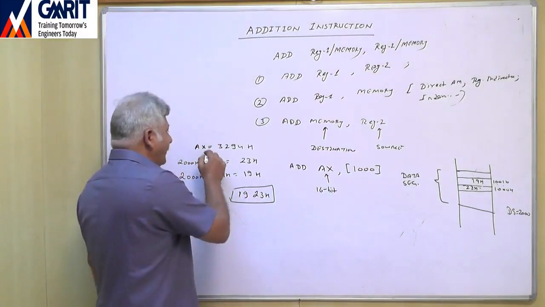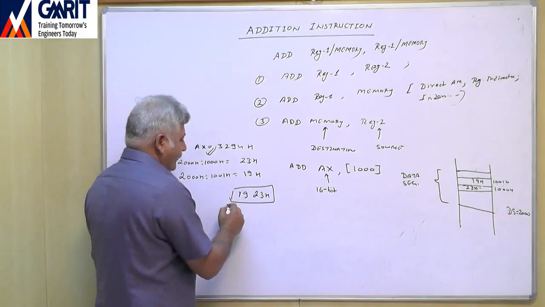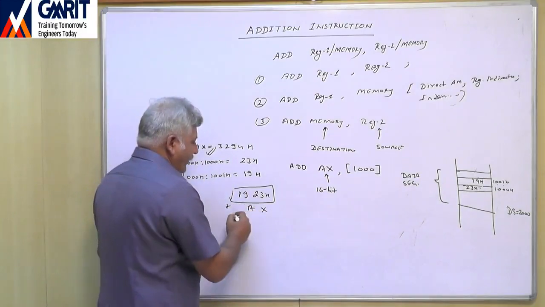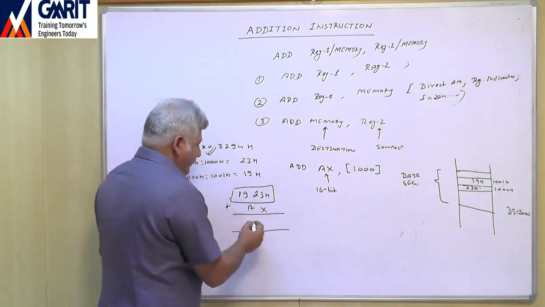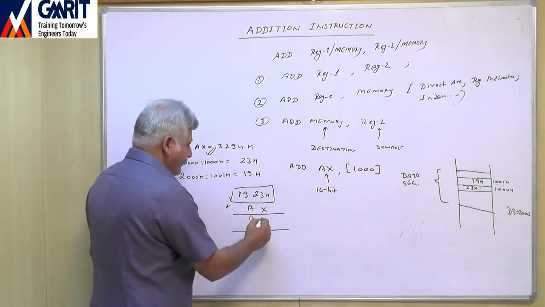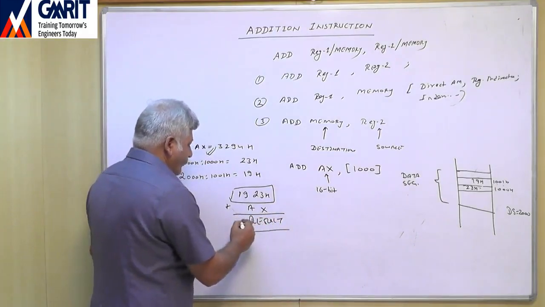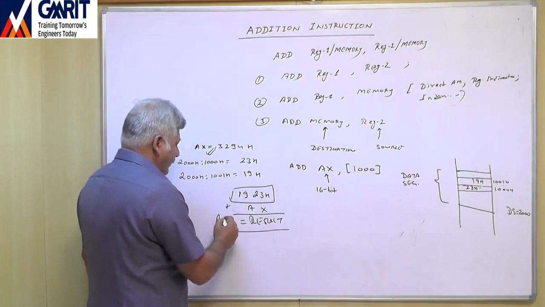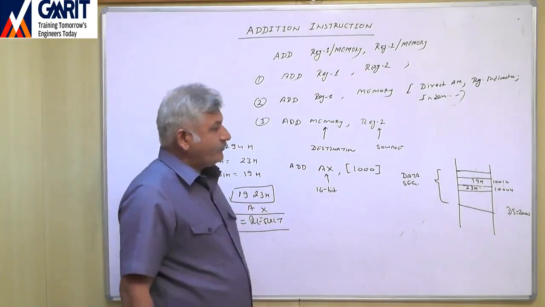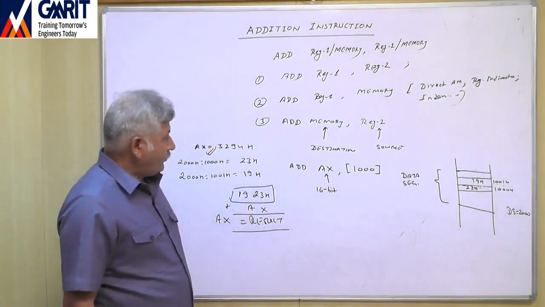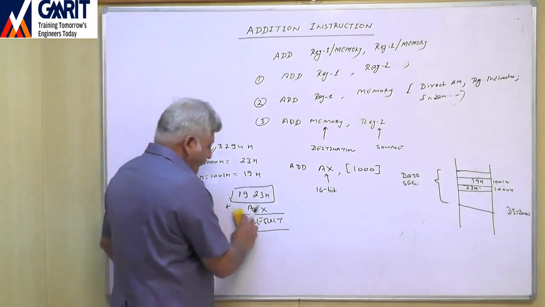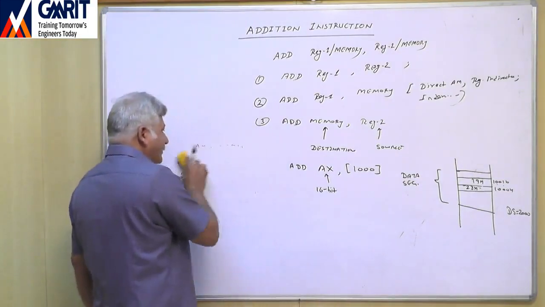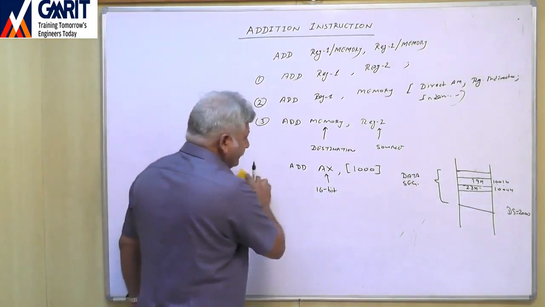This will be added with the value of AX, and finally the result will be stored in the AX register. So in this way, we can perform the addition of 16-bit numbers.